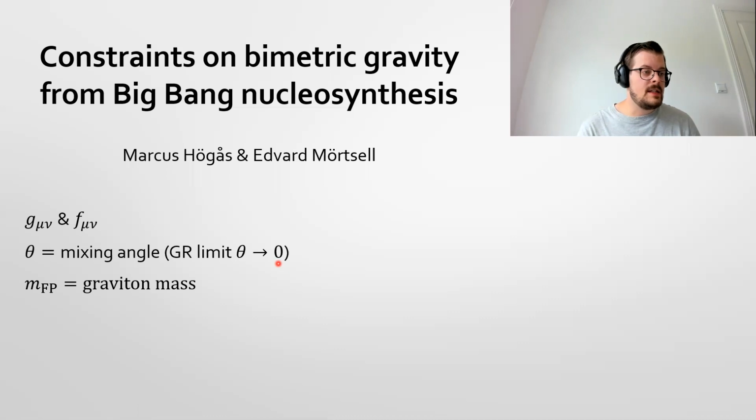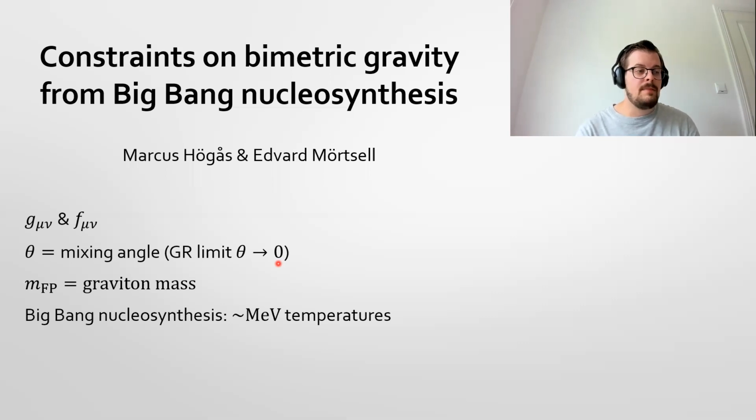In this paper, we use the observed abundance of helium-4 to constrain the expansion history of the universe, and hence also to constrain the theory parameters of bimetric gravity, because they determine the expansion history. Helium-4 was produced when the universe was very hot, around MeV temperatures, and the abundance of helium-4 is in fact sensitive to the expansion history of the universe in this phase.